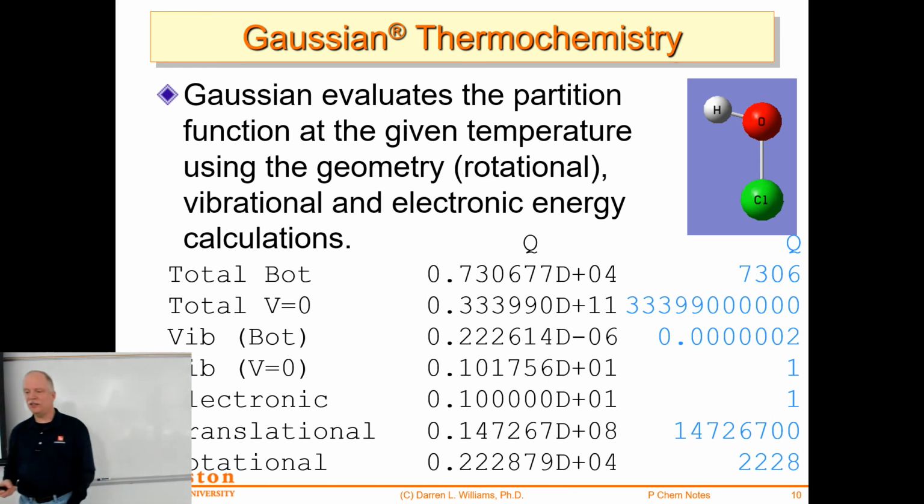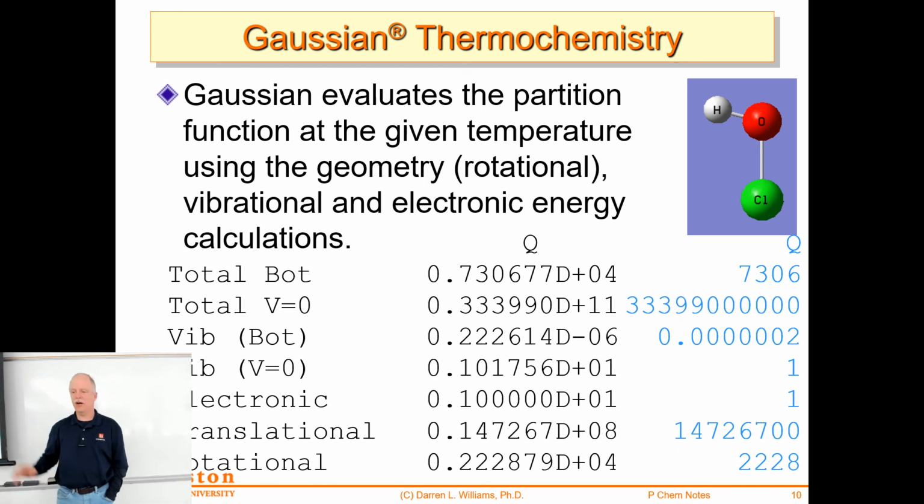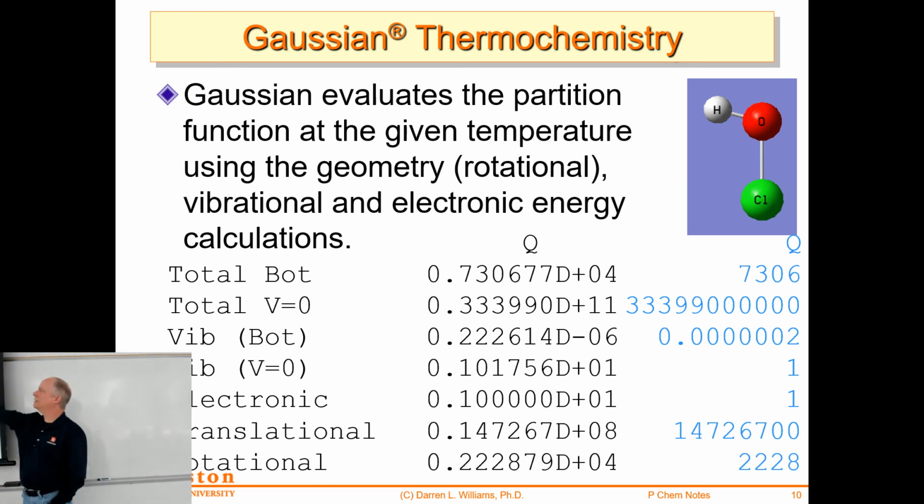And so here it shows them in a really weird format. It's kind of like engineering notation, not scientific notation. So you always start with 0 point something, and then times 10 to the, which is just D. So D is times 10 to the 4th, times 10 to the 11th, etc. So I went ahead and converted those into whole numbers here. So this is 0.228 times 10 to the 4th. So that's that number. And so these are the partition functions for this molecule for all the different motions.